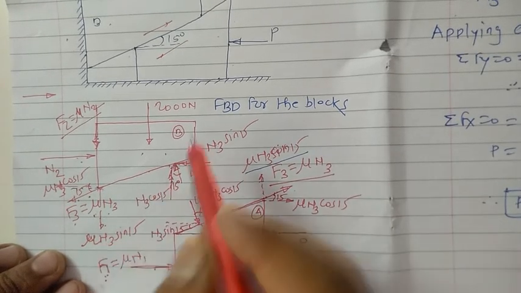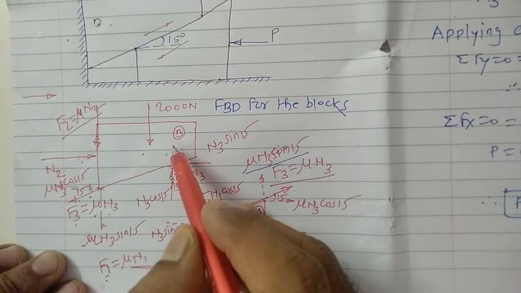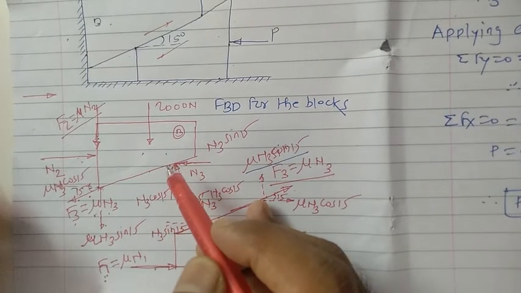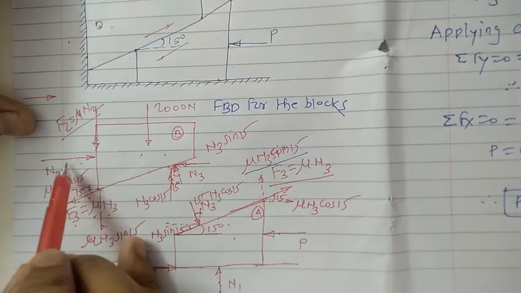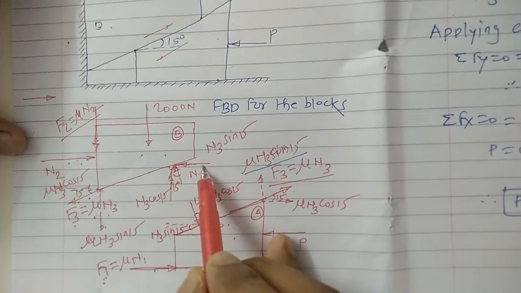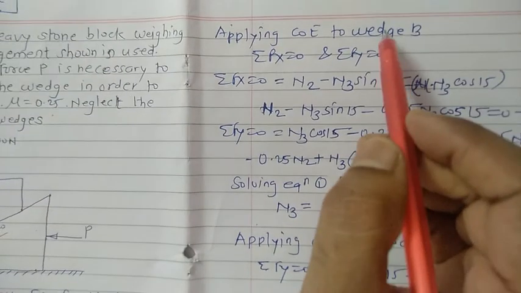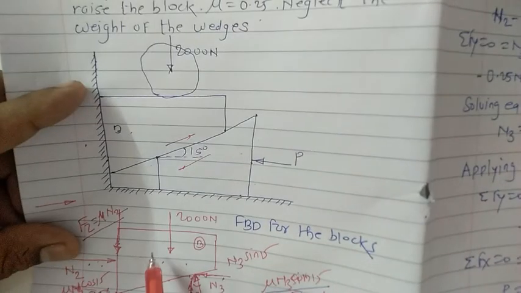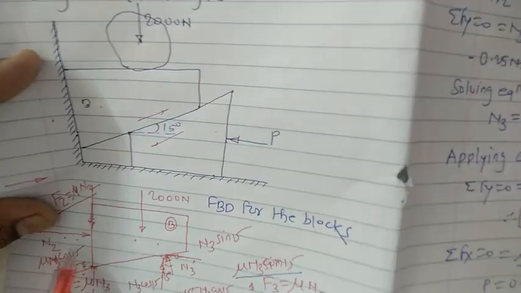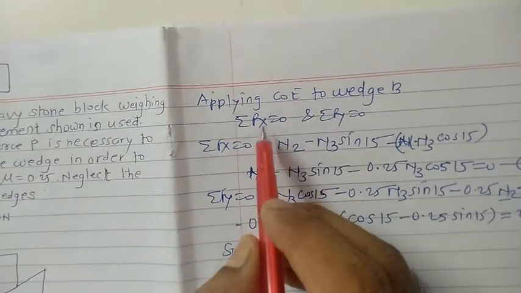Now just consider this one, block B. Apply the conditions of equilibrium. For that, focus on the horizontal forces. Here is a horizontal force, the next horizontal force is here, and one more force is here. Now apply the conditions of equilibrium to this wedge, block B or wedge B. Focus only on the horizontal forces and equate them with 0 for the equilibrium.